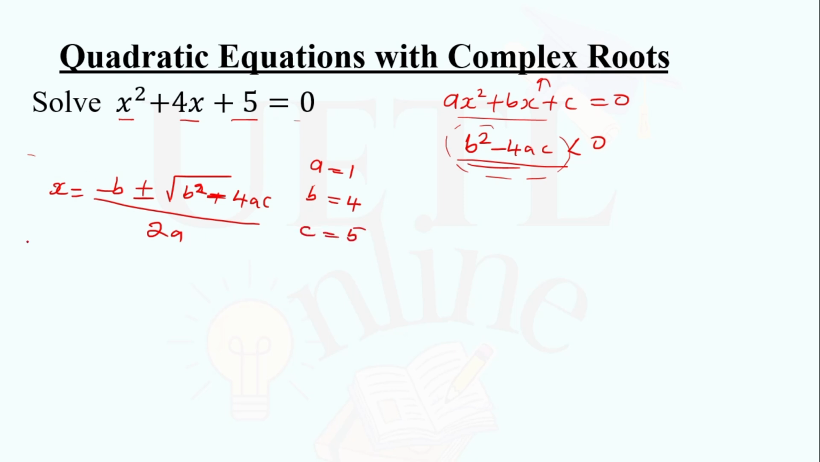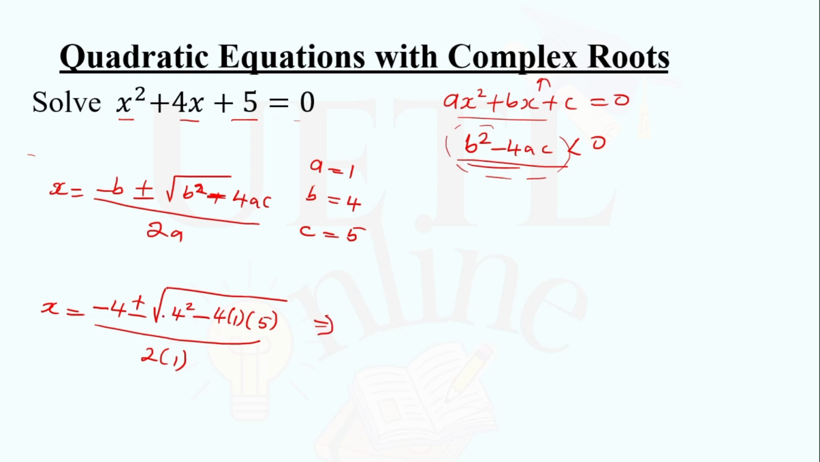So x becomes minus b, which is minus 4, plus or minus the square root of b squared, which is 4 squared, minus 4 multiplied by a, which is 1, multiplied by c, which is 5, then over 2a, where a is 1. Now after that we are going to solve this.